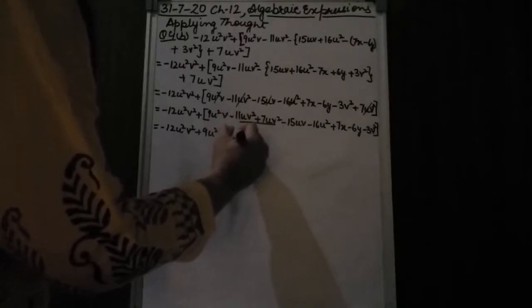So minus 11 plus 7 minus 4 u v square minus 15 u v minus 16 u square plus 7x minus 6y minus 3v square. Now is there any term u square v square? No. These are already unlike terms. So my answer is going to be this one. In this manner you have simplified it. Is this clear? This is the method of simplification.